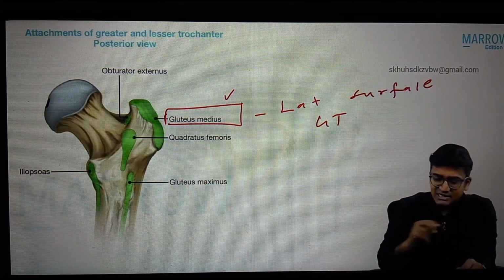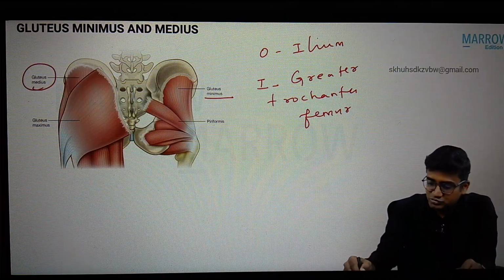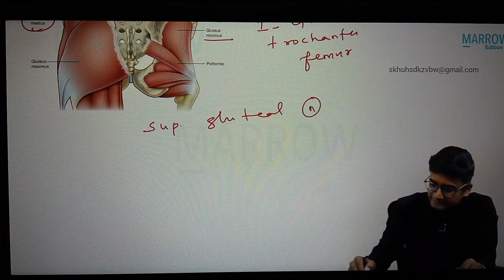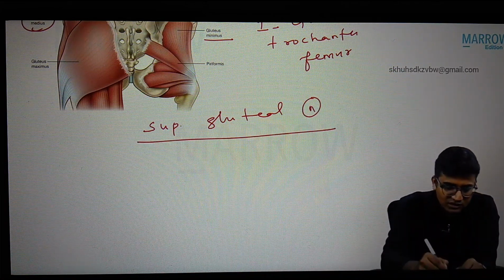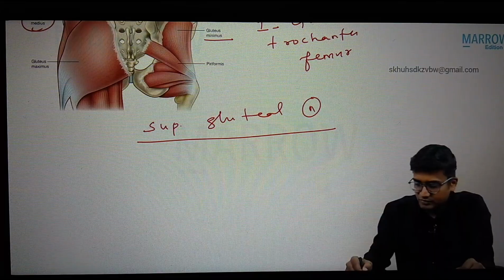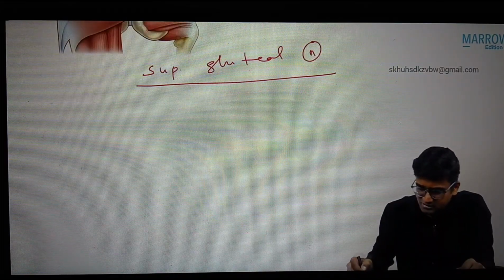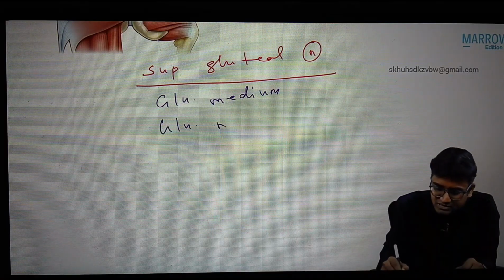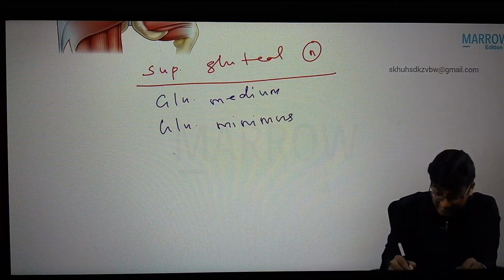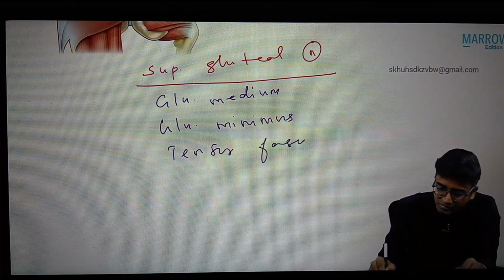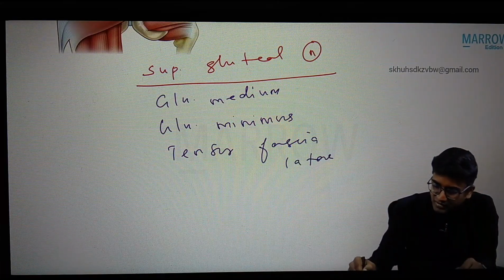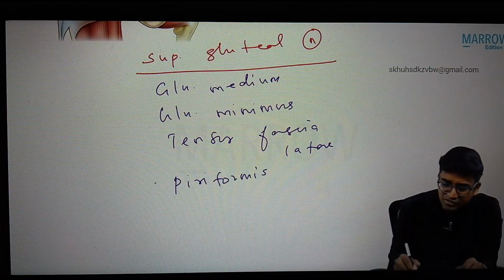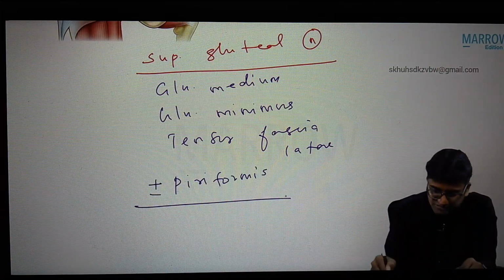Gluteus medius and minimus muscles are supplied by the superior gluteal nerve. Please remember, the superior gluteal nerve supplies how many muscles? 3 plus 1. What are those? 3 plus 1 means gluteus medius muscle, gluteus minimus muscle, tensor fascia latae muscle, and please remember the piriformis muscle. For the piriformis muscle, please write plus or minus option.